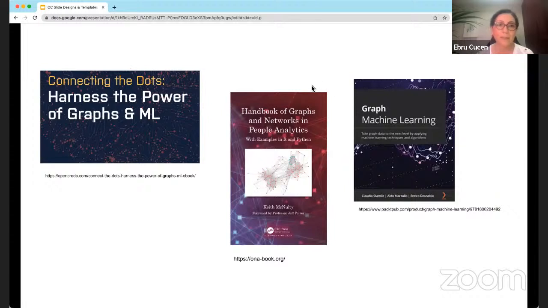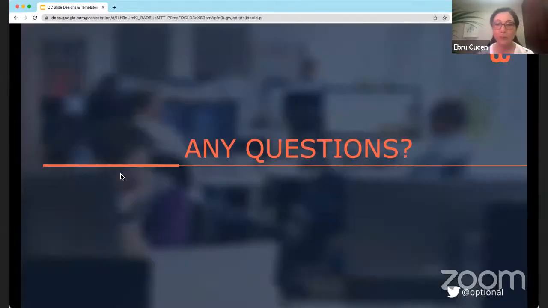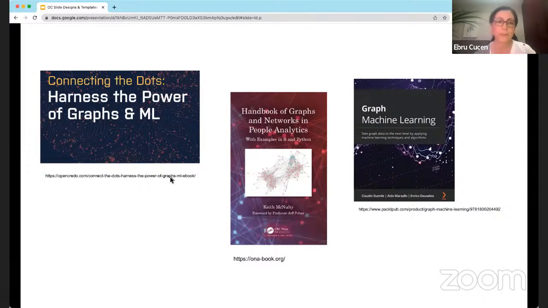There are some nice recommendations for books. That's the basics of my talk, actually. Connecting the Dots: Harnessing the Power of Graph is my ebook that I'll put onto the chat as well. It's a free ebook, and it's very business-based. It goes over the use cases and talks about graph algorithms such as PageRank, community detection, and other algorithms.